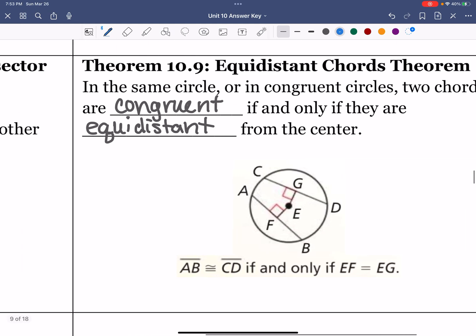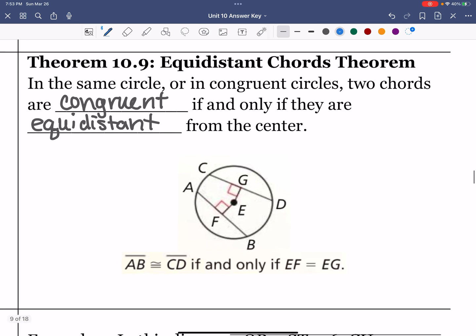And then my final theorem, which we will have to use here in a moment, is the equidistant chord theorem. In the same circle or in congruent circles, 2 chords are congruent if and only if they are equidistant from the center. That is very crucial to determine if some chords are congruent. Also, it helps us determine things like radius or diameter measures.